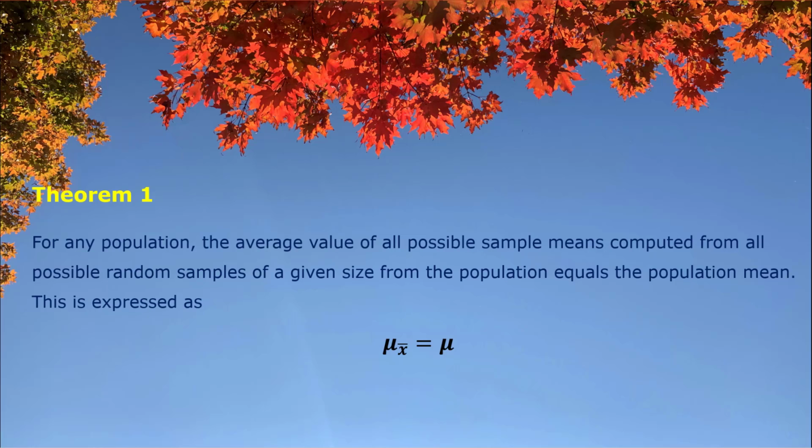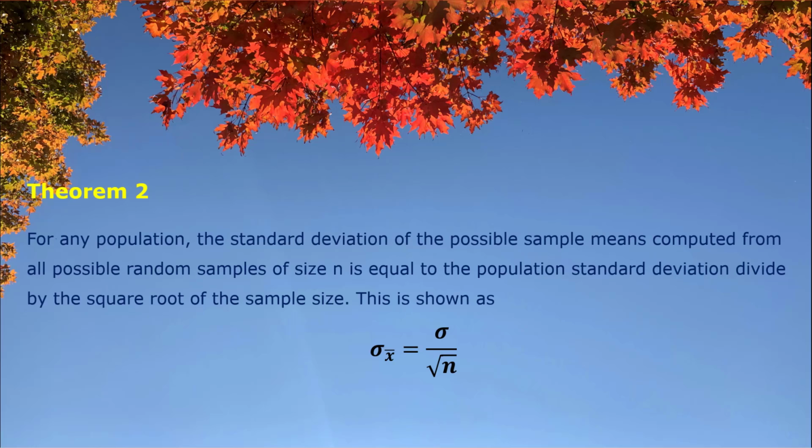Now we summarize our observations together. Theorem 1: For any population, the average value of all possible sample means calculated from all possible random samples of a given size from the population equals the population mean. It is clear. Theorem 2: For any population, the standard deviation of the possible sample means calculated from all possible random samples of size n is equal to the population standard deviation divided by the square root of the sample size.